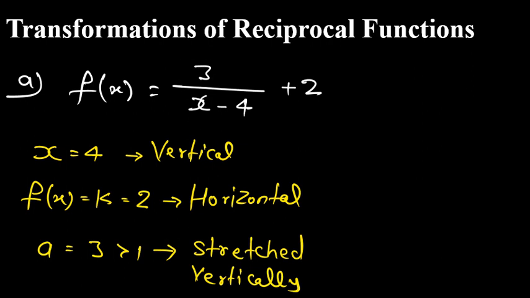Now what will be the domain and range? For that, let's try to understand using the graph. I can tell you without the graph also, but let's see first of all the graph, okay?